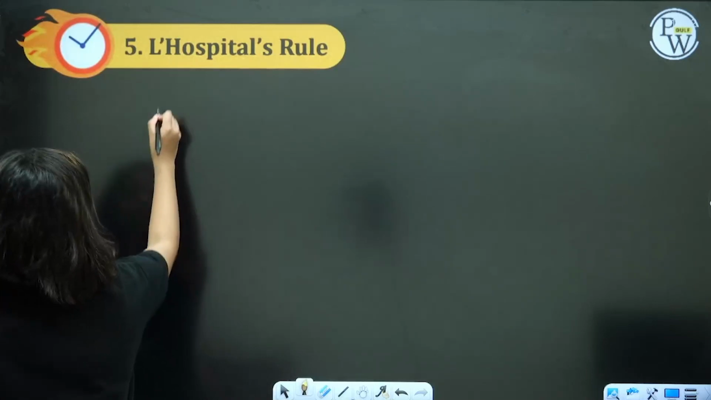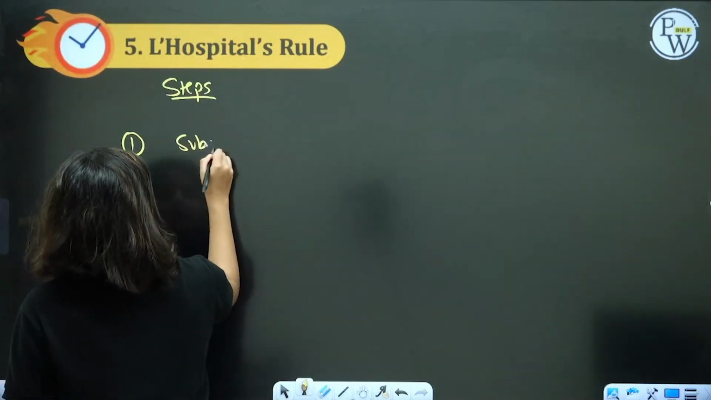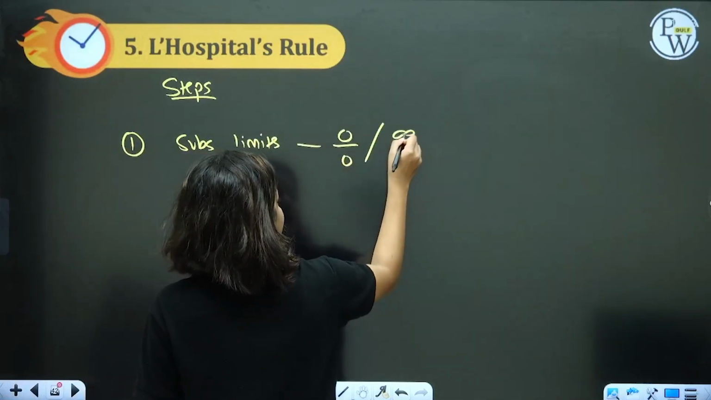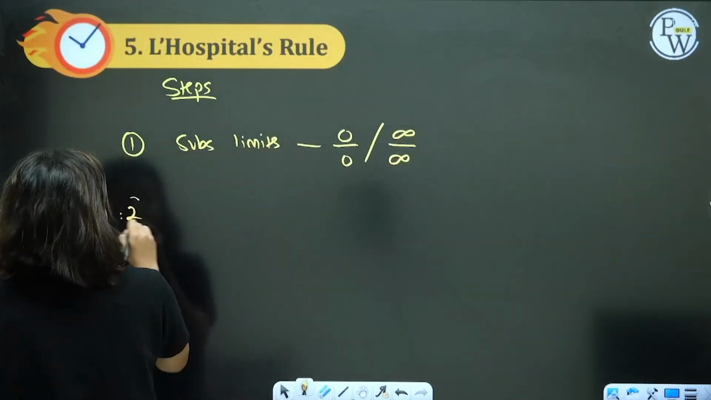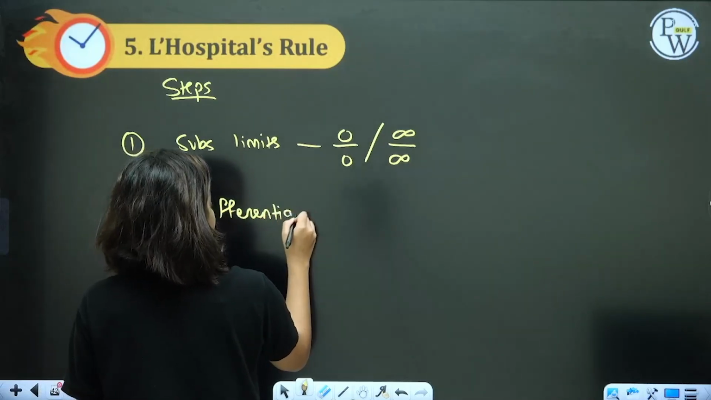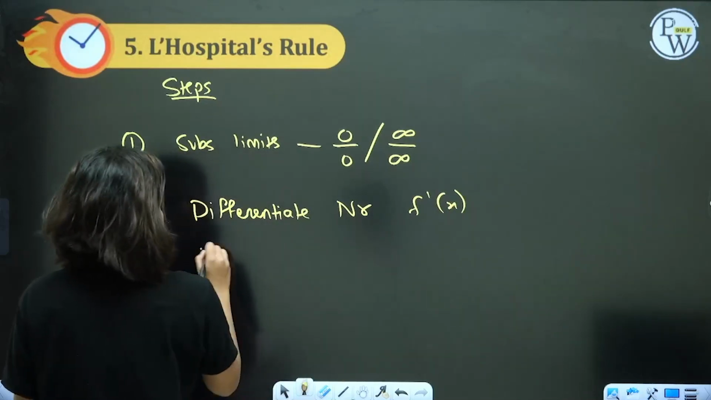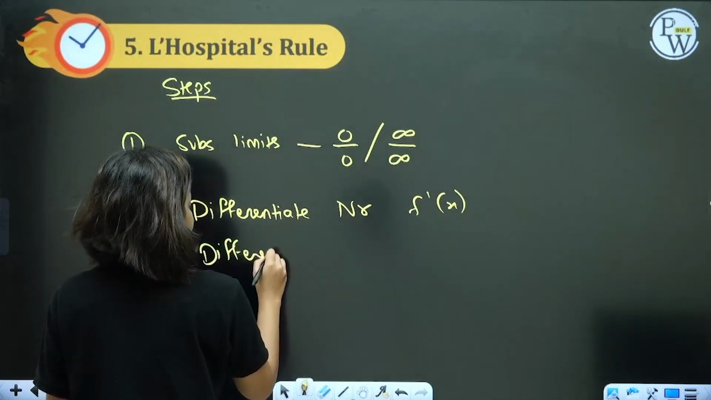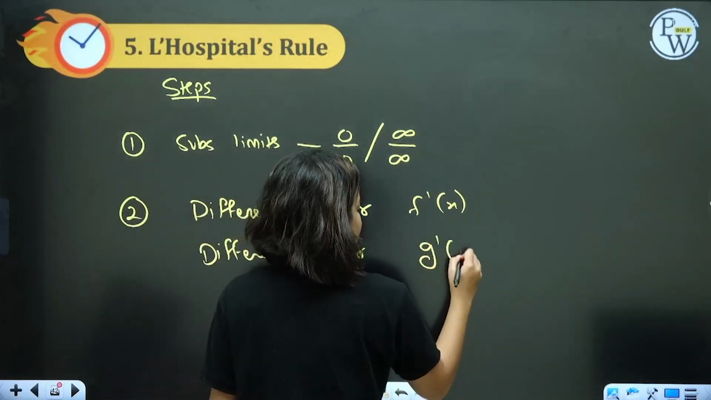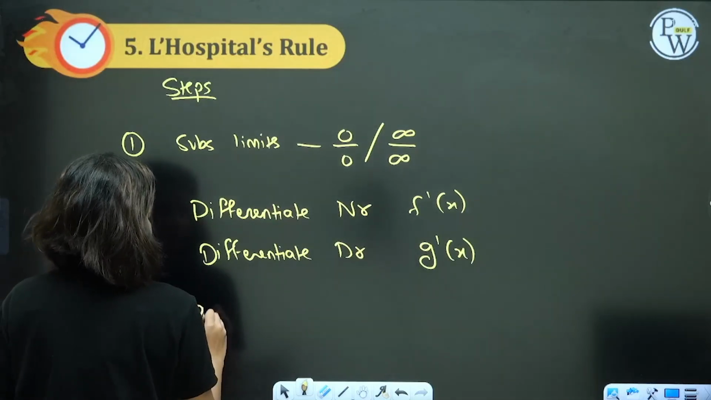I'll write down the steps. First, you will substitute the limits and check if you have 0 by 0 or infinity by infinity. If you have this, you will differentiate the numerator. I hope everyone knows how to differentiate. Differentiate the numerator, let's say it is f dash of x. Then you will differentiate the denominator, g dash of x. Once you are done differentiating the numerator and denominator, you will apply limits.